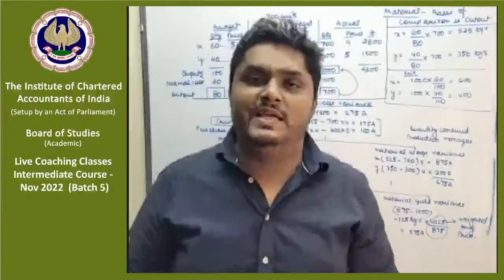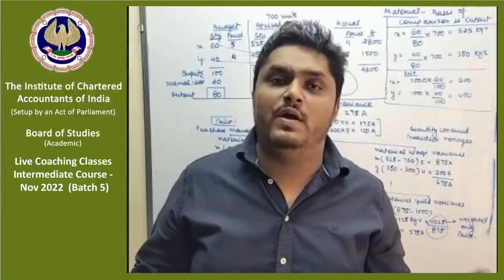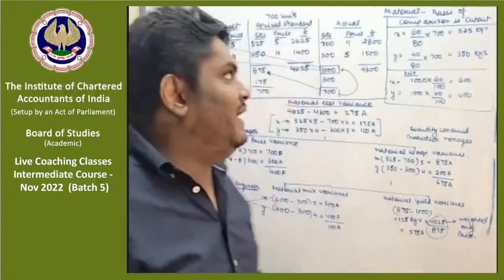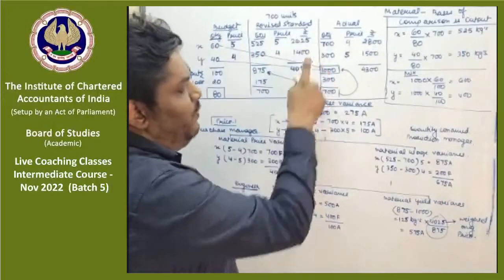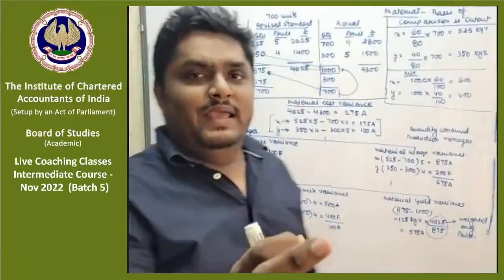Weighted average price method, very simple. You have to consider the quantity as well as the price. So here, 525 into 5 plus 350 into 4, which is 4025, divided by 875.